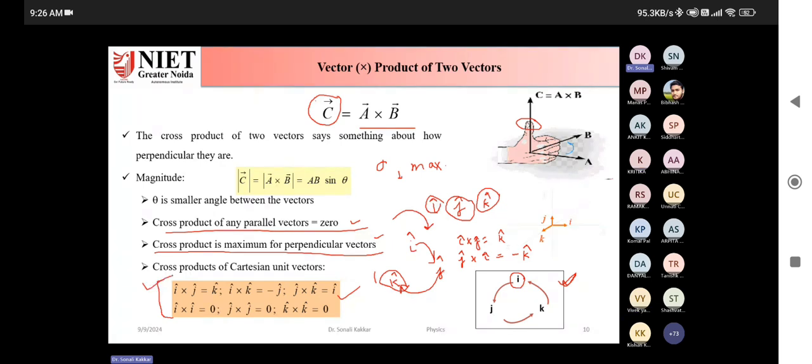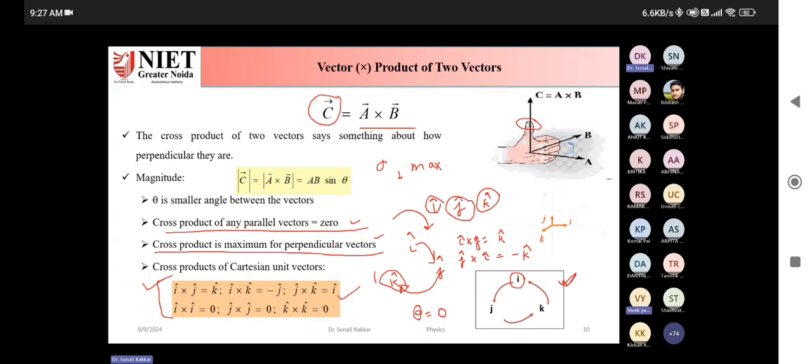And moreover, i cross i is 0, j cross j is 0. Why so? Because these are parallel vectors, the same direction as each other. So the angle theta between them is 0. That is why their cross product is 0. So any vector's cross product with itself is 0.